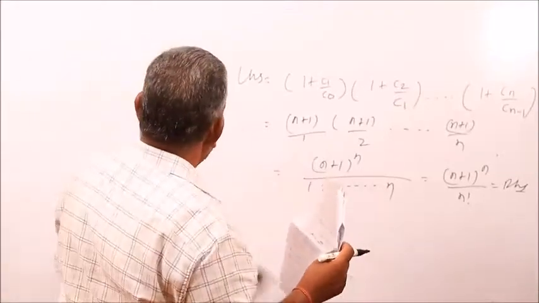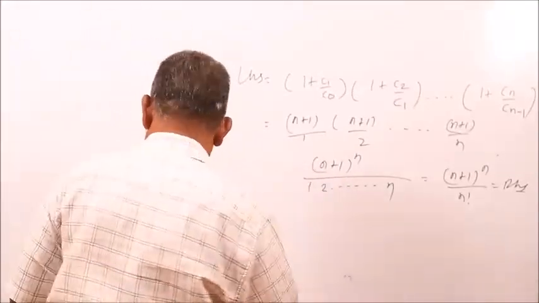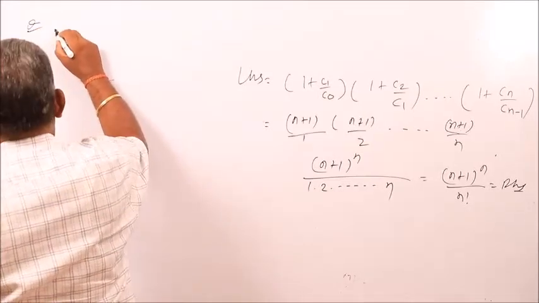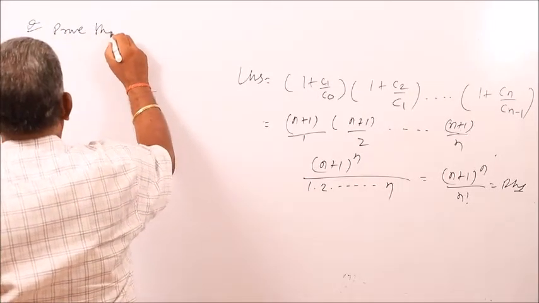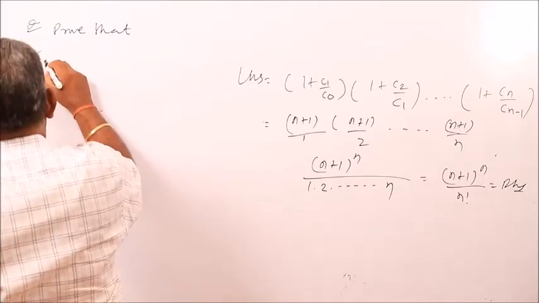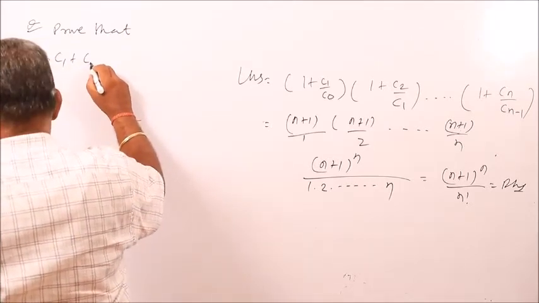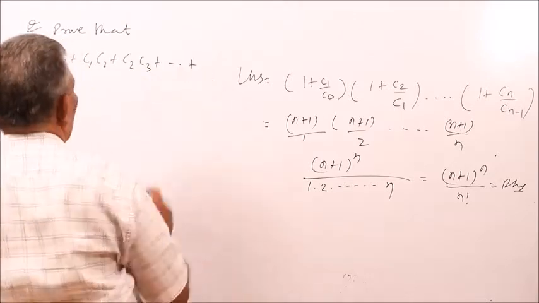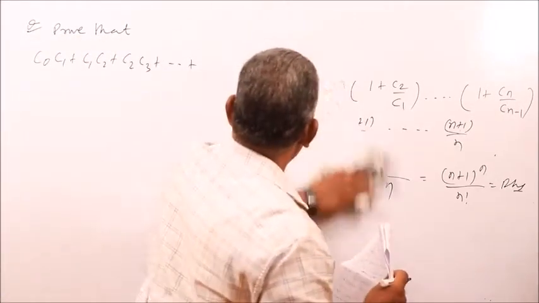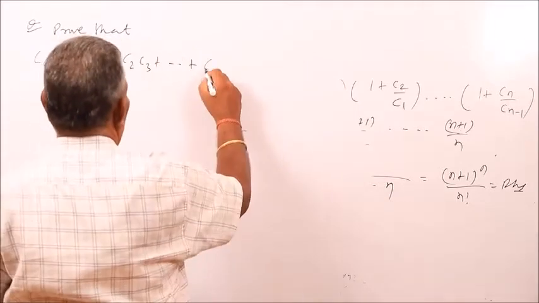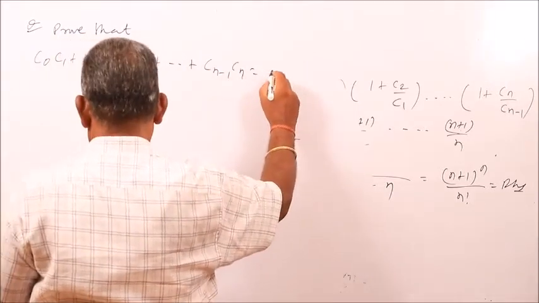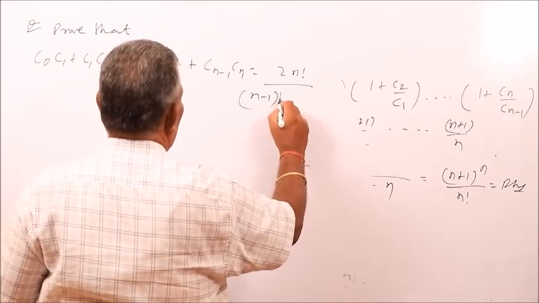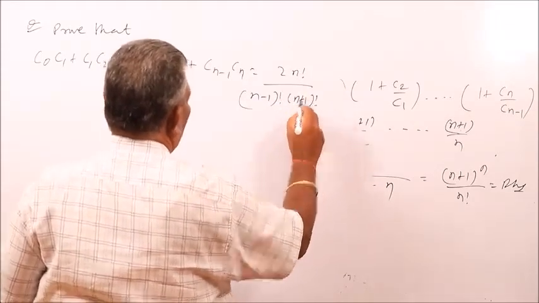We will do another problem on this binomial coefficient. Prove that C0 C1 plus C1 C2 plus C2 C3 up to Cn minus 1 into Cn equals 2n factorial divided by n minus 1 factorial into n plus 1 factorial.